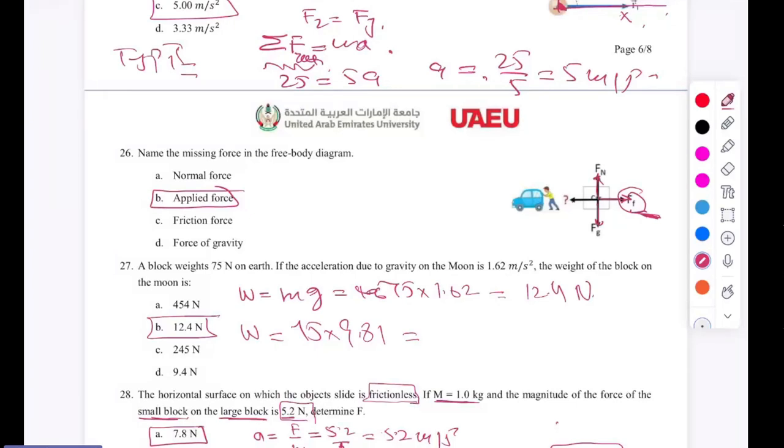So the weight is W, which is mg. So m is W divided by 9.81, which is g. So 75 divided by 9.81, we will get the mass in that case. Then you substitute that value and you will get your answer with the weight over here. Is it clear now?